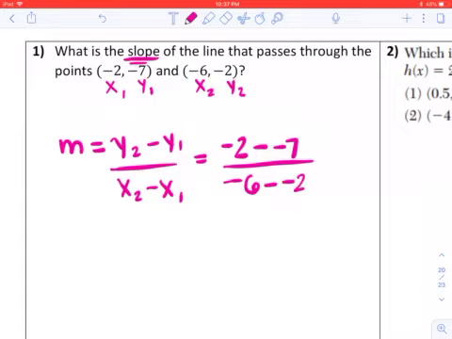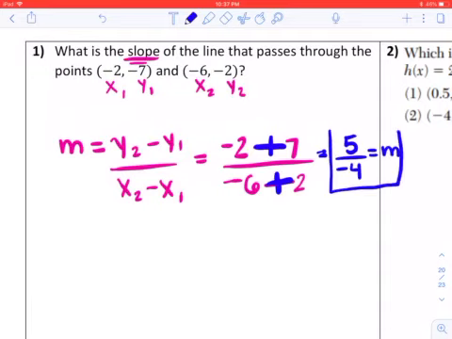It's important that you have both negatives there. And when you have 2 negatives, they switch to positives. So it's -2 plus 7, which is 5, and -6 plus 2, which is -4. So our slope is 5 over -4.